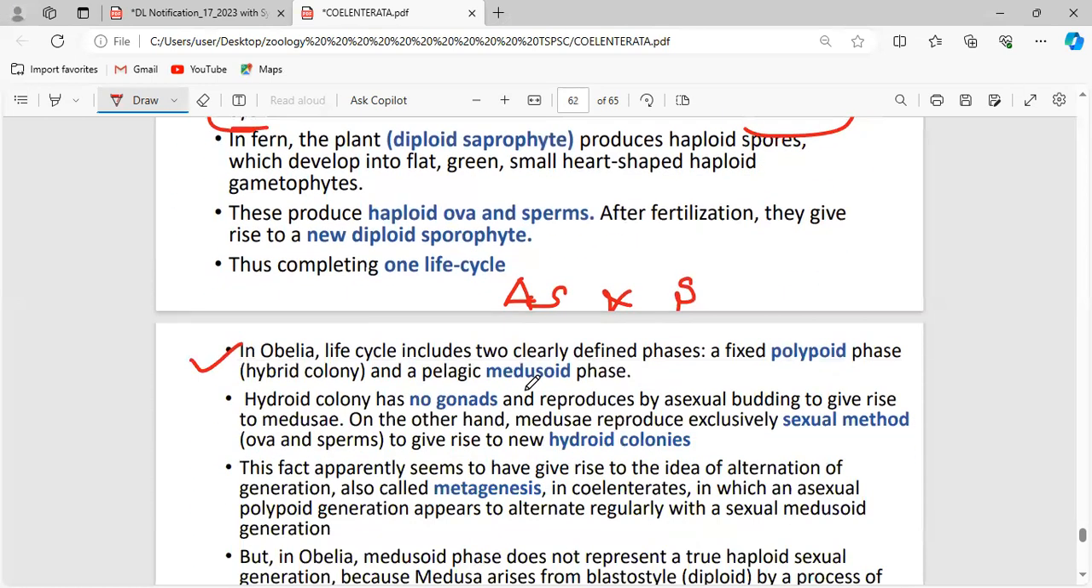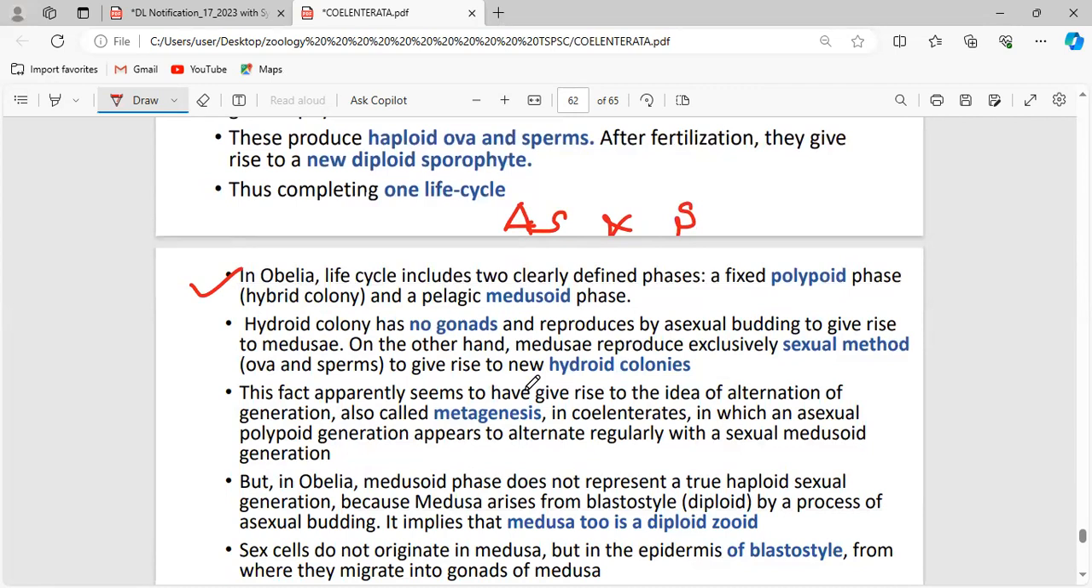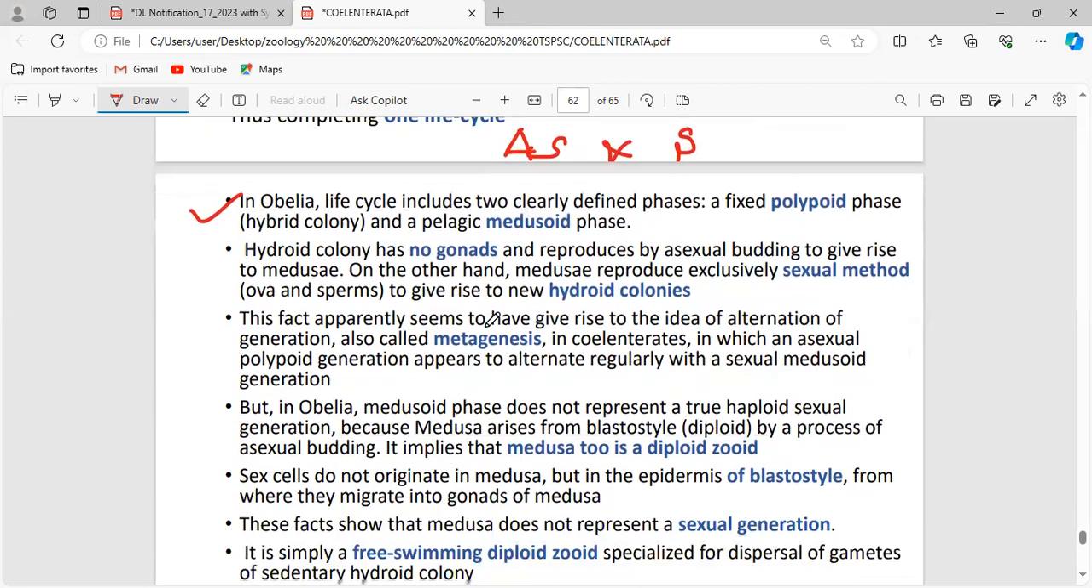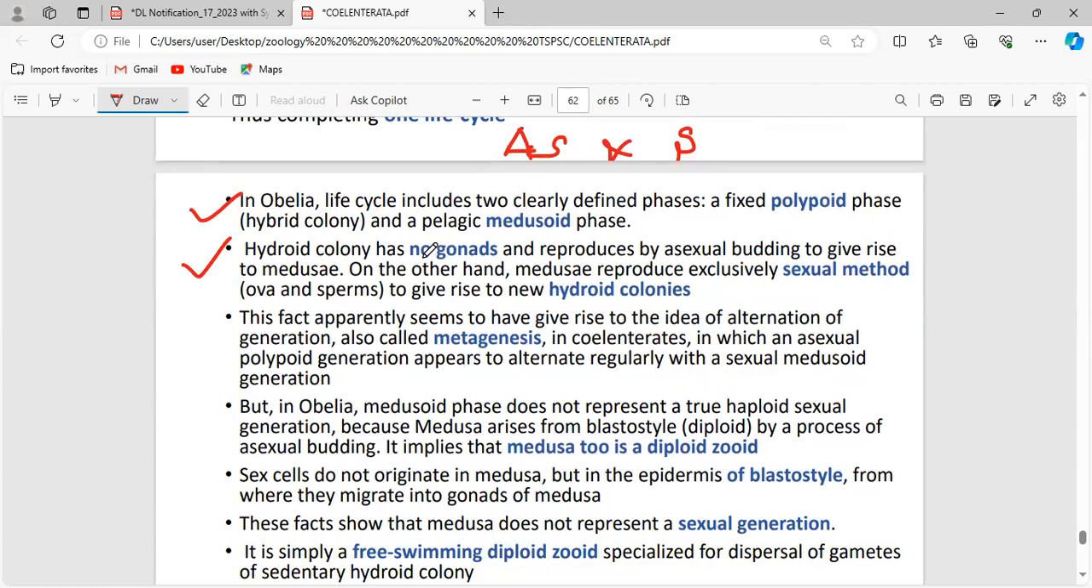But what happens in Coelenterates? Coelenterates is said to follow an alternation of generation, but it is not a true alternation of generation. Why is it so? Let me explain the reason in this point. No gonads are present in the hydroid colony. As no gonads are present in the hydroid colony, they have to reproduce by the asexual reproduction mechanism, that too by budding.